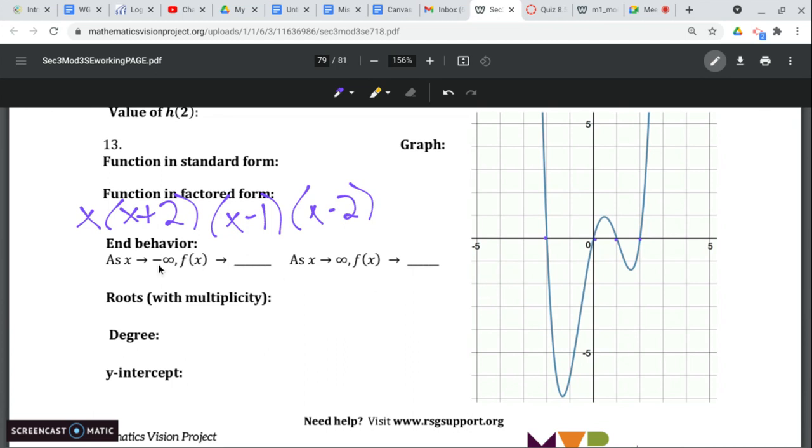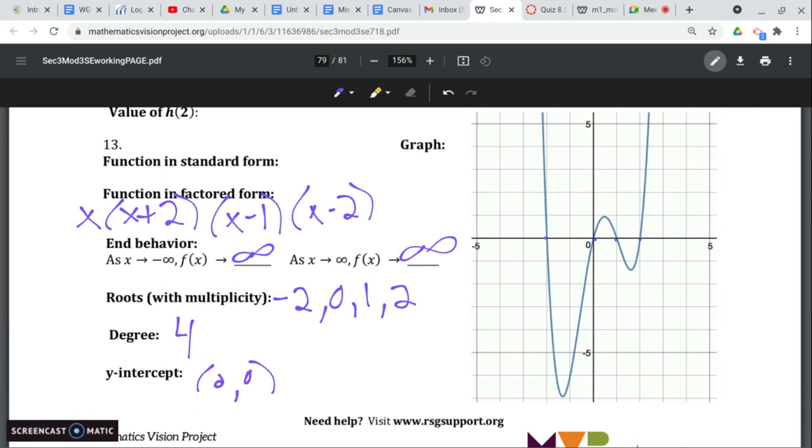For end behavior, as it goes to negative infinity, it's going positively. As it's going to positive infinity, it's going in a positive direction. The roots are -2, 0, 1, and 2. We saw that. Because there are 4 roots, that means it's a degree 4. And the y-intercept is at 0, 0.